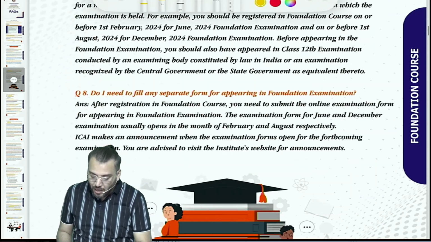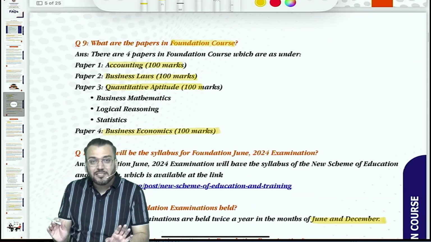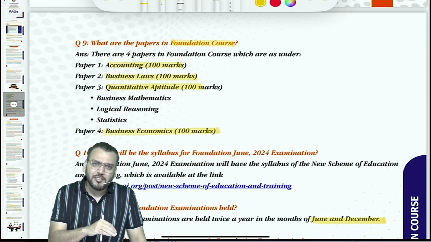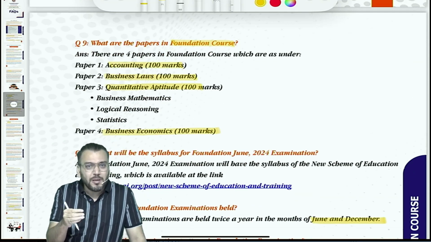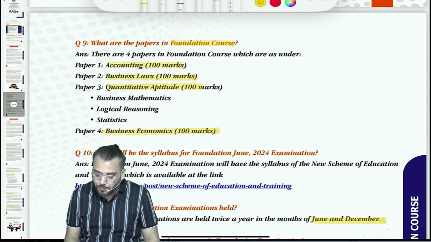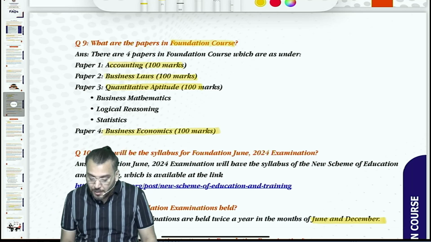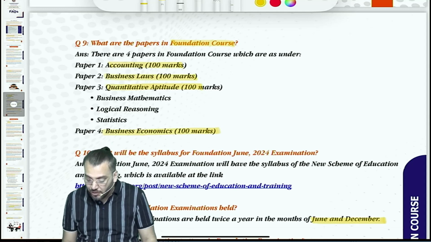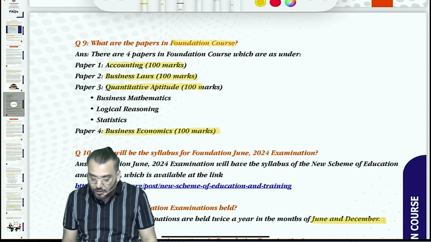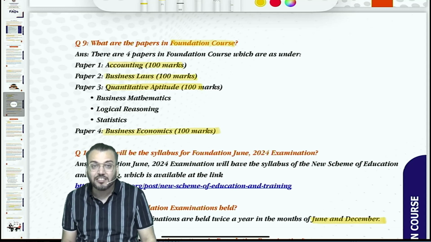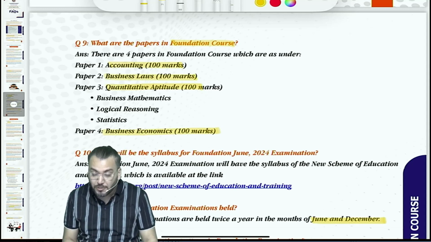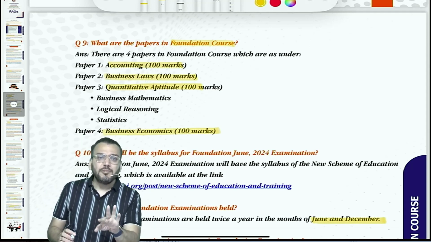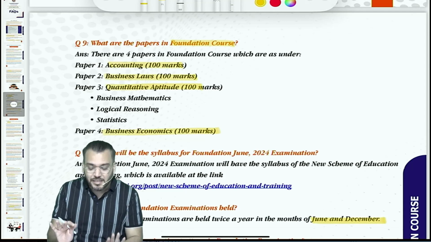Now, as far as the syllabus and subjects are concerned, there are four papers. Previously also there were four papers, but they have been modified a little. Paper one is Accounting, 100 marks; paper two is Business Law, 100 marks; paper three is Quantitative Aptitude, consisting of Business Mathematics, Logical Reasoning, and Statistics, 100 marks; and paper four is Business Economics, 100 marks. You can see that two subjects, BCR and BCK, have been deleted.